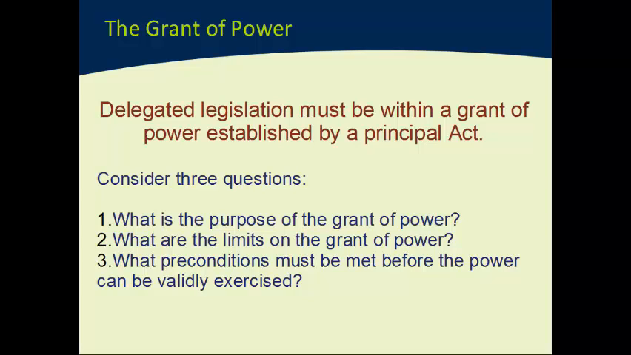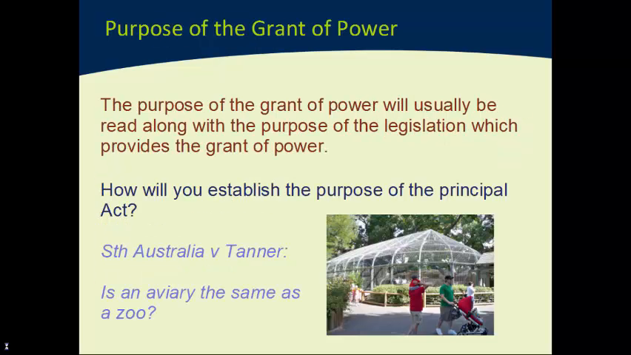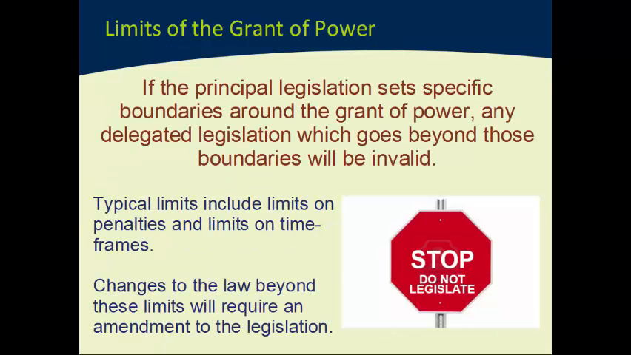The second thing we ought to be considering is whether there are any limits on the grant of power. If the principal legislation sets specific boundaries, delegated legislation cannot proceed beyond those boundaries. Remember, public servants have no inherent right to make regulations. They can only do it because the Parliament has said so by passing a statute which allows a grant of power to make regulations. If that statute contains restrictions, the public servants, the executive government, have no option but to live within those restrictions. Typical restrictions that you might see might include limits on penalties and limits on timeframes.